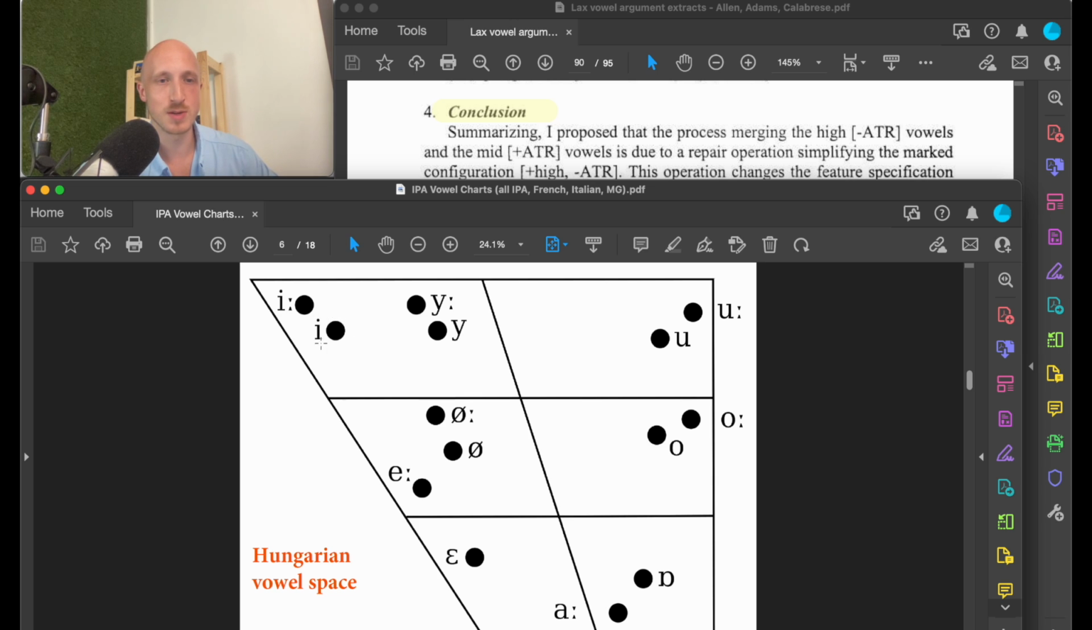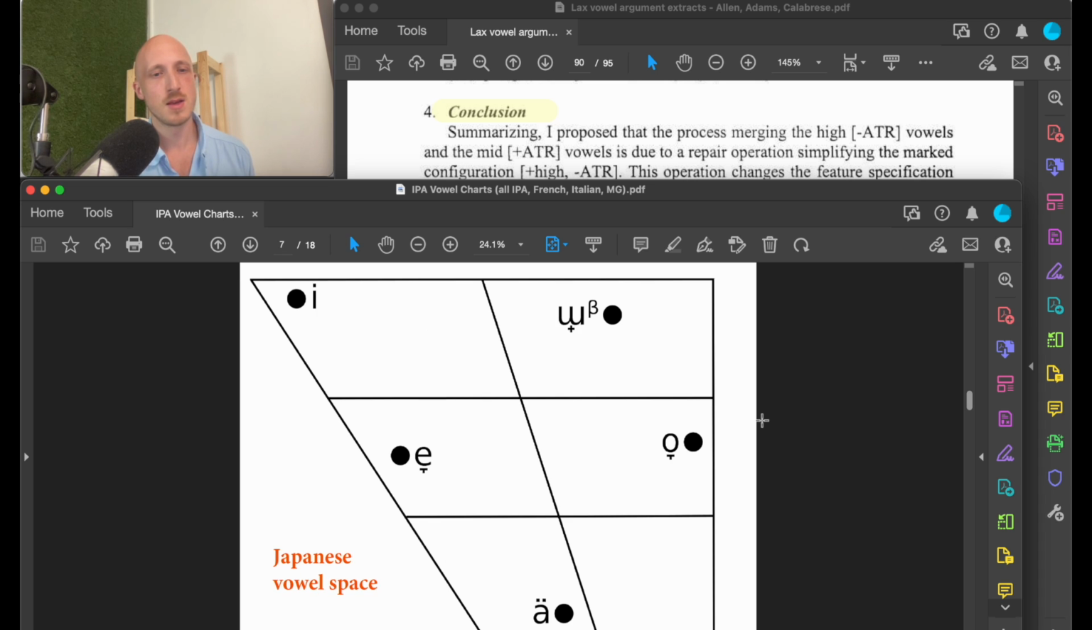And in fact, it's not written as I. It's more or less in the position, but it's not I. It is I, and we have I, U, and U. Okay, so Hungarian kind of shows it, but not really. What about Japanese? No, not at all.